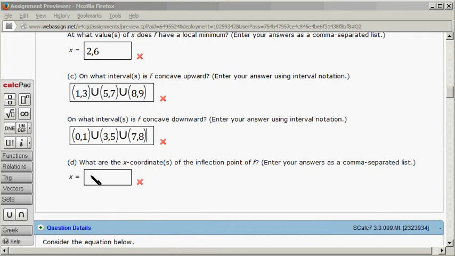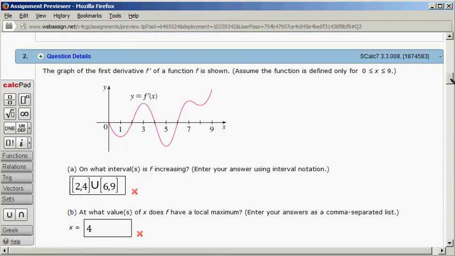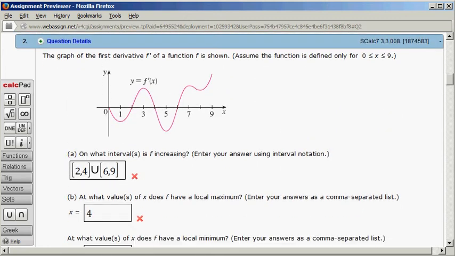Now part D: we want to find the x coordinates of the inflection points. So let's look for that. For inflection points, the second derivative is equal to 0. That's going to give us a clue. If the second derivative is 0, it means the first derivative has a horizontal tangent line. You can see that happens here at 1, at 3, at 5, at 7, and at 8. Let's see if concavity changes there.